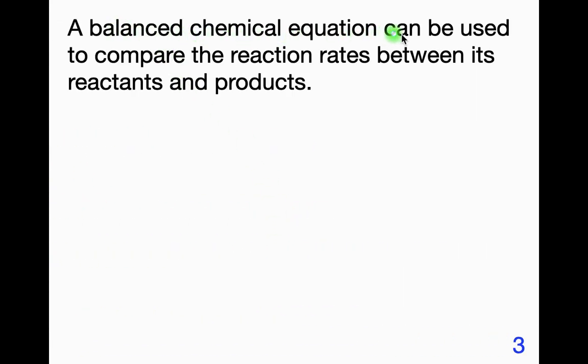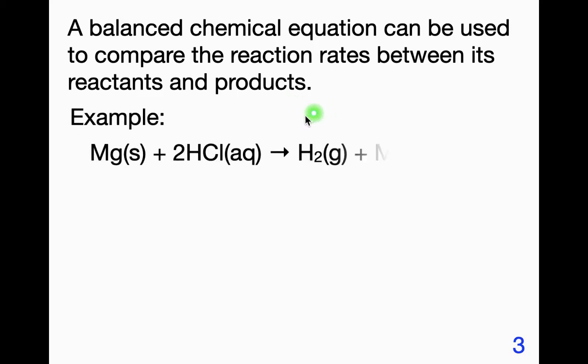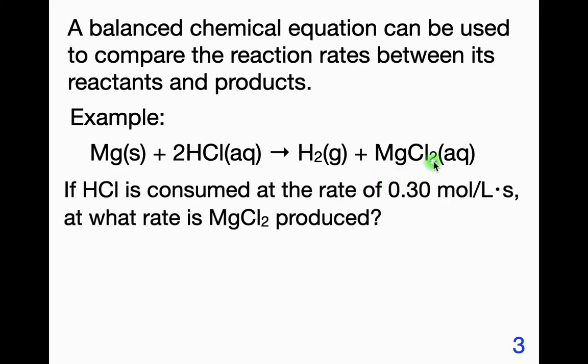A balanced chemical equation can be used to compare the reaction rates between reactants and products. So let's look at the same reaction that we just looked at. Let's say that we know the rate that the hydrochloric acid is being consumed, that it's consumed at the rate of 0.30 moles per liter seconds. And we want to know at what rate is the magnesium chloride produced.